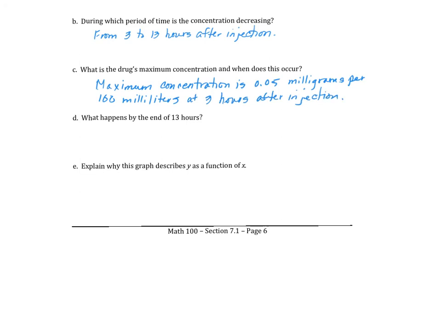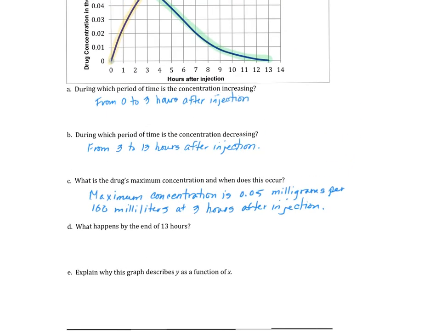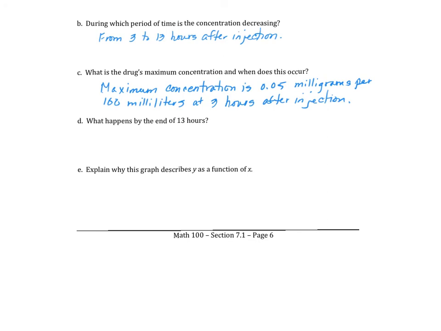What happens by the end of 13 hours? No drugs. So it looks like after 13 hours, that's where the graph stops when we look back at the graph. So it appears by the graph that after 13 hours, the concentration of drug in the blood is 0. I'm just going to be lazy and write no drugs in blood.